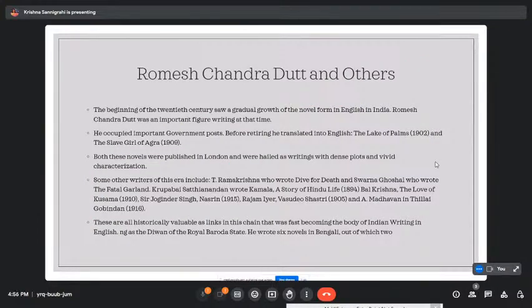The beginning of the 20th century saw a gradual growth of the novel form in English in India. So Romesh Chunder Dutt was an important figure writing at that time. He occupied important government posts, and before retiring, he translated into English The Lake of Palms and The Slave Girl of Agra. Both these novels were published in London and were hailed as writings with dense plots and vivid characterization. Some other writers of this era include T.